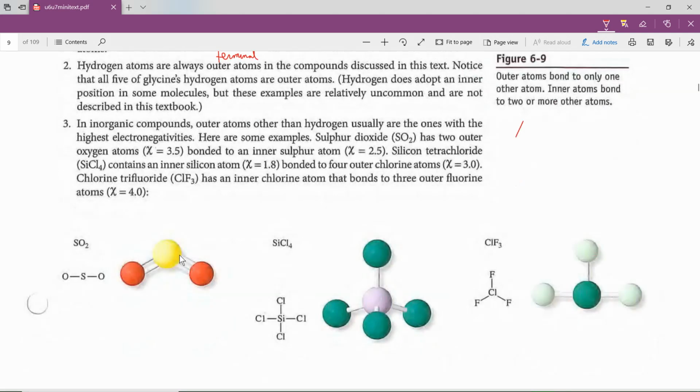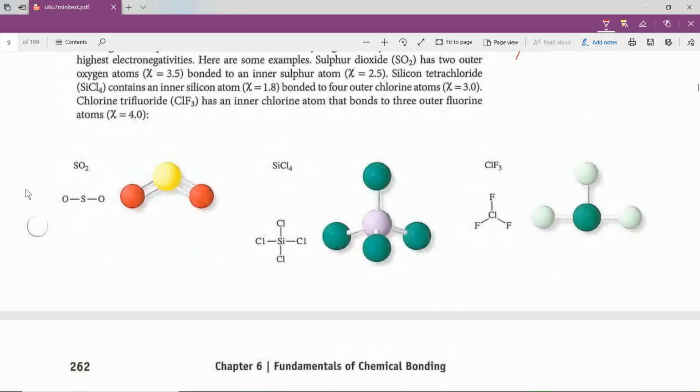I should say the atoms that are bonded to the central atom, there's a funny name for these. They're called ligands, like ligaments. So the atoms bonded to the central atom are called ligands. So in silicon tetrachloride, remember our naming system, we're going to have a central silicon atom, and then you can have 4 ligands, each one being a chlorine ligand. Or chlorine trifluoride: chlorine is going to be a central atom, and then you're going to have fluorines around the chlorine.